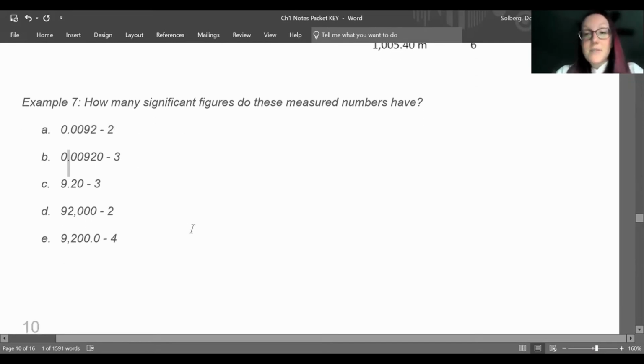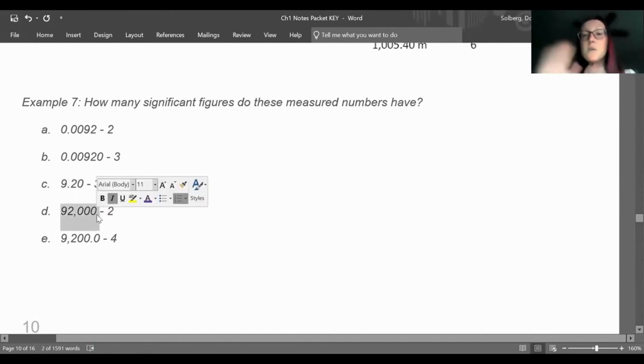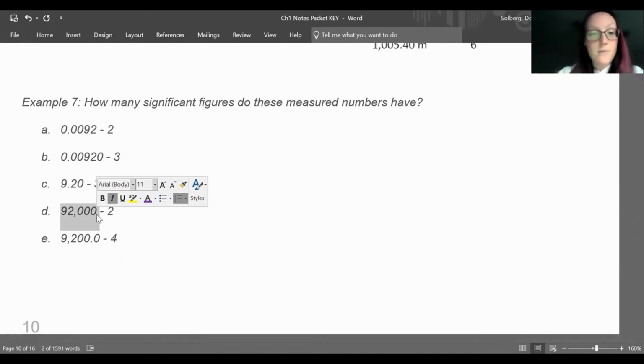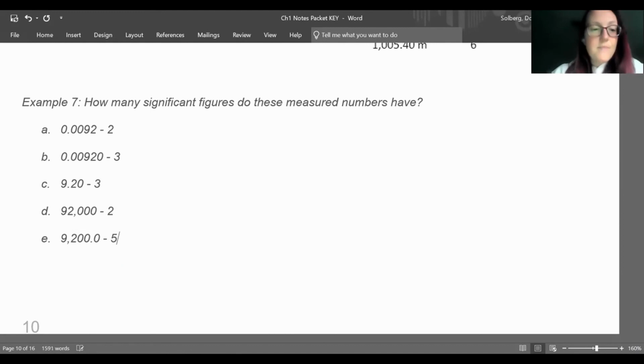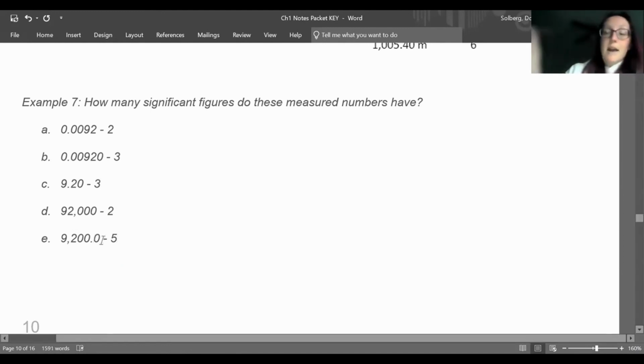If there's a decimal anywhere in the number, 9.20 has 3 significant figures. There is a decimal, right here. So the zeros at the end do count. This one only has 2. The zeros at the end don't count in this case because there is no written decimal. And this one, oh, that's wrong. This one has 5 because there is a decimal. The zeros to the right count.